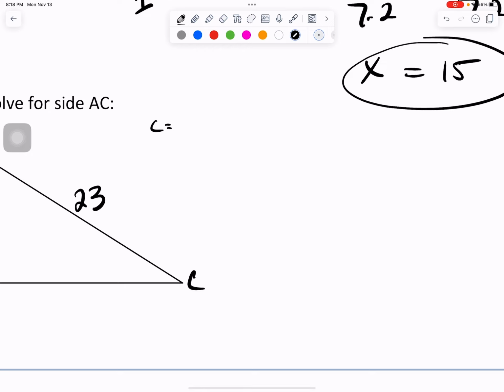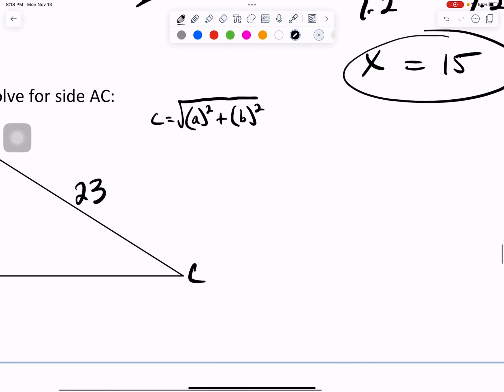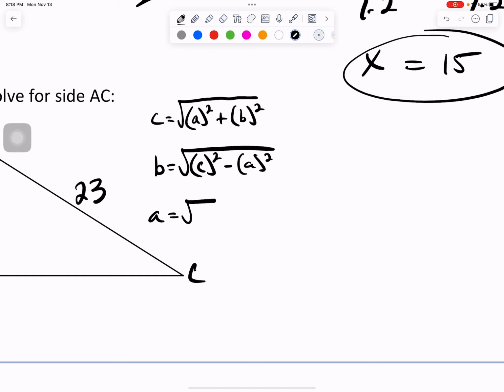All right. So if you were solving for C, you would just do a squared plus b squared. Put it in your calculator just like that. If you're solving for your b value, you take your c squared minus your a squared. And if you're solving for your a, that would equal c squared minus your b squared.